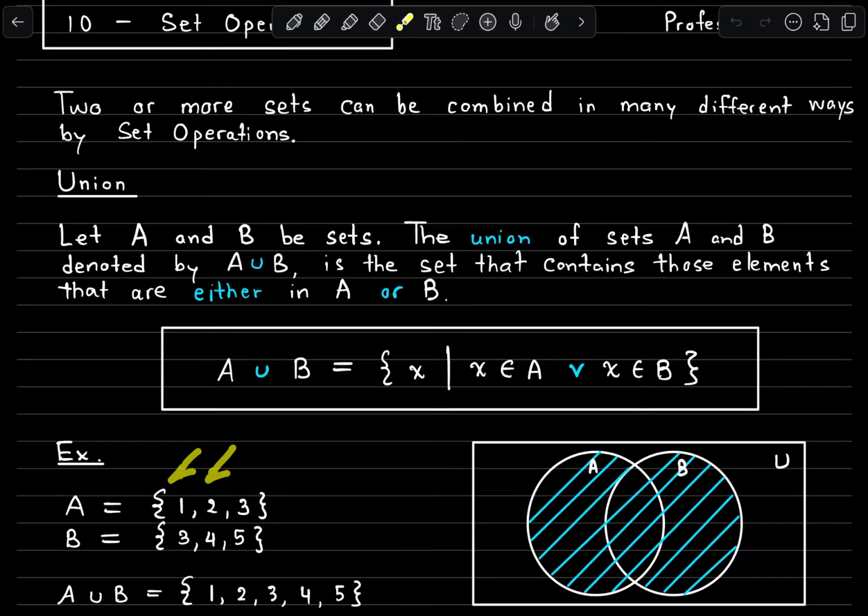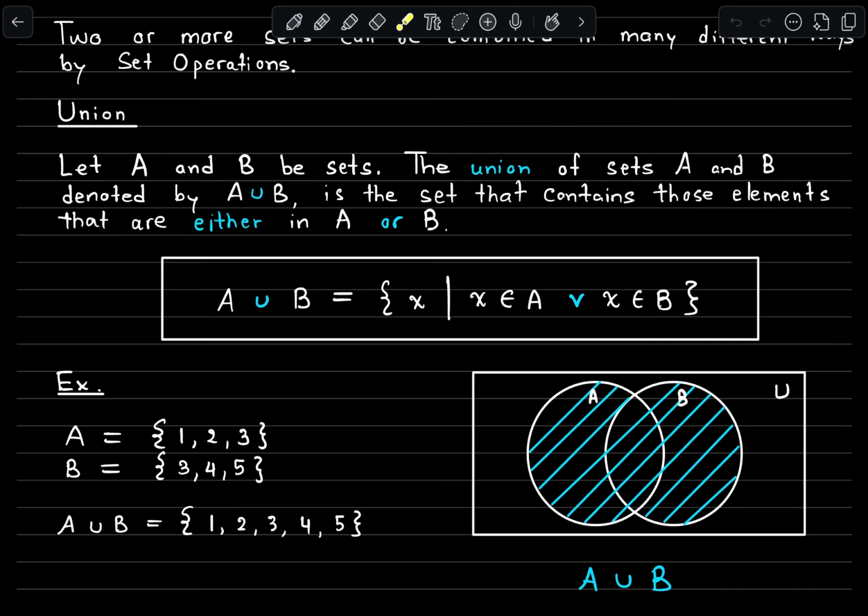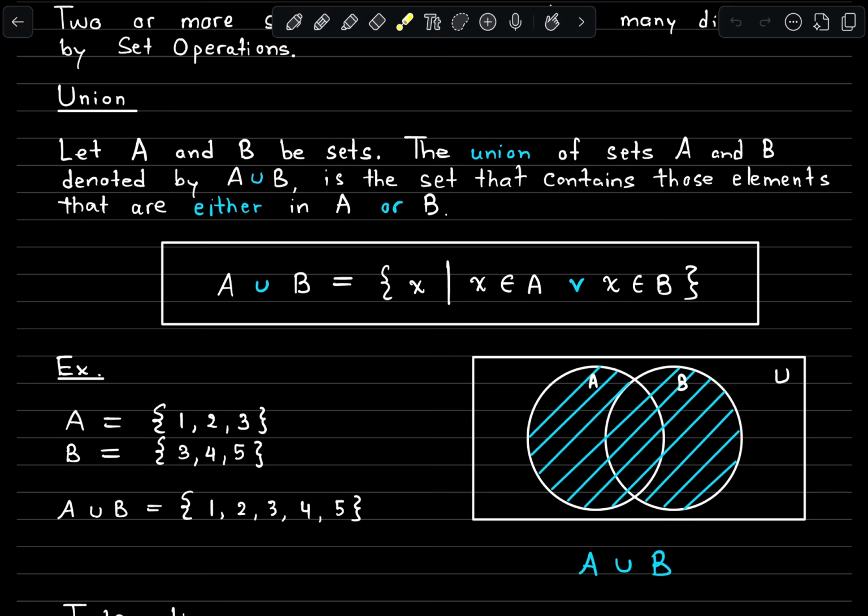So for example, if set A contains elements 1, 2, and 3, and B contains 3, 4, and 5, A union B is simply putting all of those together: 1, 2, 3, 4, 5. Now you notice 3 is a redundant element. It's within their overlap. We just need to list it once. We're always listing sets in terms of their distinct elements. So that's A union B.